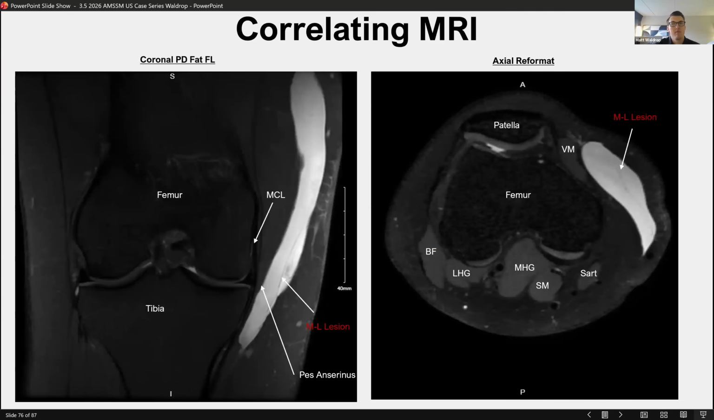This is just a correlating MRI for our patient with the coronal PD fat suppressed image on the left, showing the extent of the length of the lesion. And then the axial reformat view on the right shows a good view of the width of the lesion.